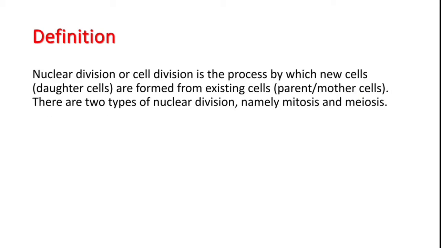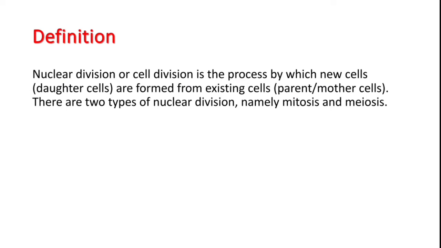So nuclear division or cell division is the process by which new cells, known as daughter cells, are formed from existing cells known as parent cells. Nuclear division is the other term for cell division. It's just the same thing, okay? If we say cell division or nuclear division, it is the same thing.